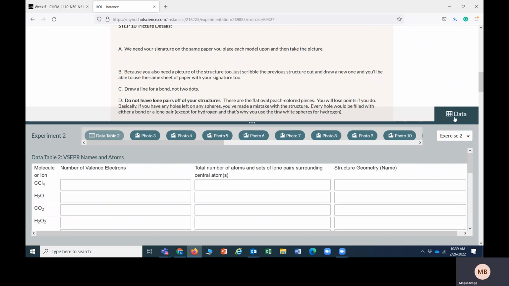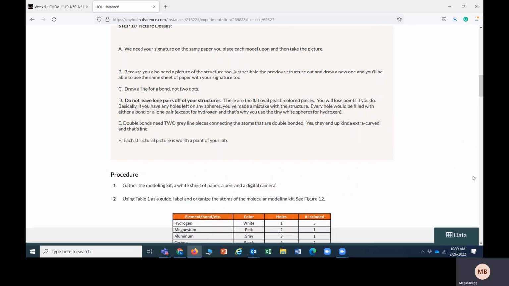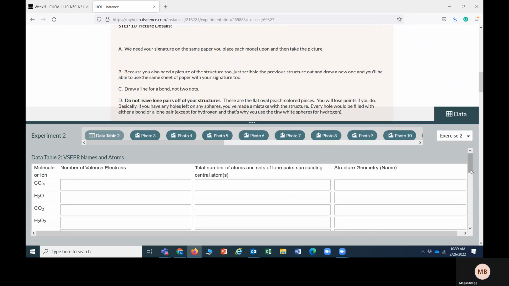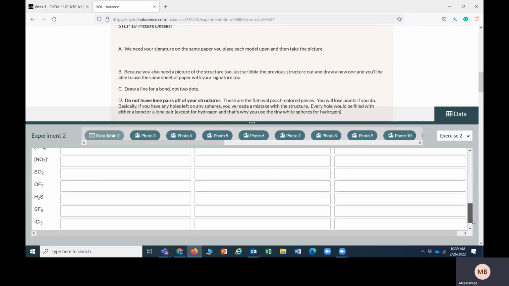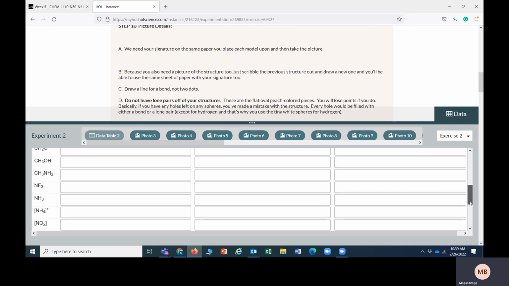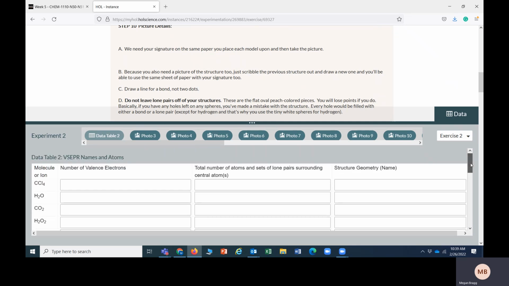All right, so for step 10, wait, let me show you how many there are. We scroll on down. So there's those ones. Now, it might feel like this is a useless exercise, but you're actually going to be putting together these ones. So it should not be useless. It should be helpful.